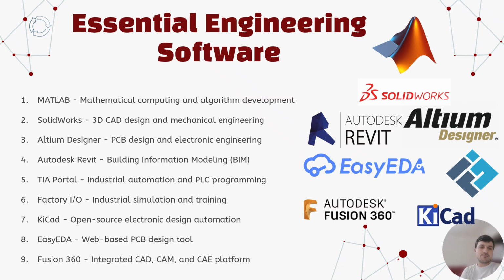For example, MATLAB is a mathematical computing and algorithm development platform, mostly used in electrical and electronics engineering. TIA Portal is for industrial automation and PLC programming, mostly used in industrial automation and control systems. Fusion 360 is an integrated CAD, CAM, and CAE platform, which means computer aided design, computer aided manufacturing, and computer aided engineering, and it's also used for mechanical parts.